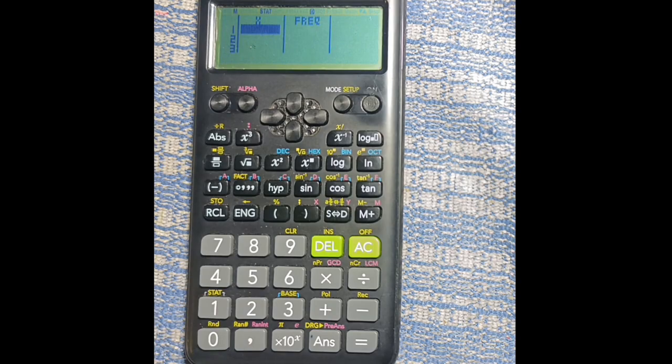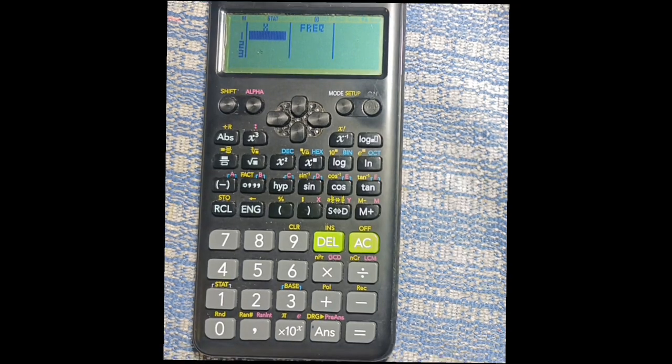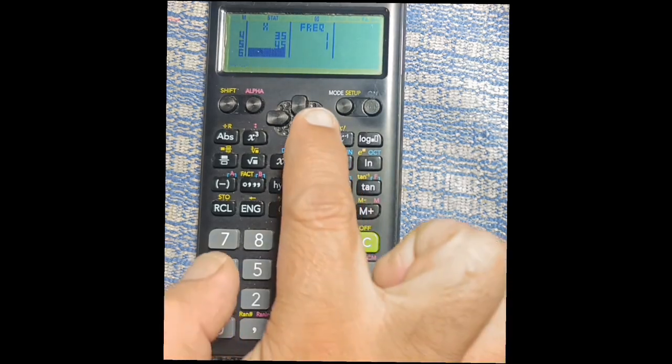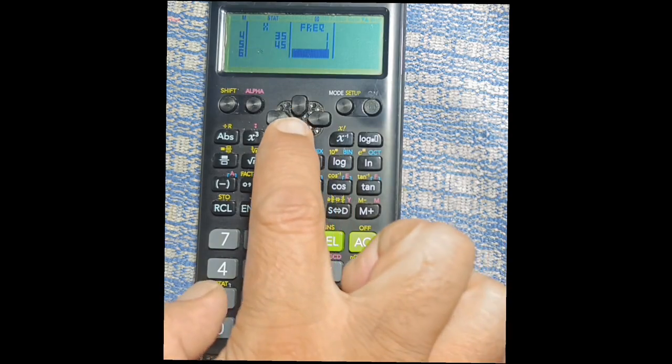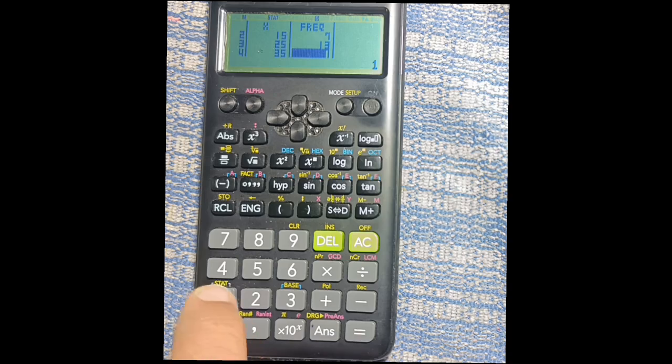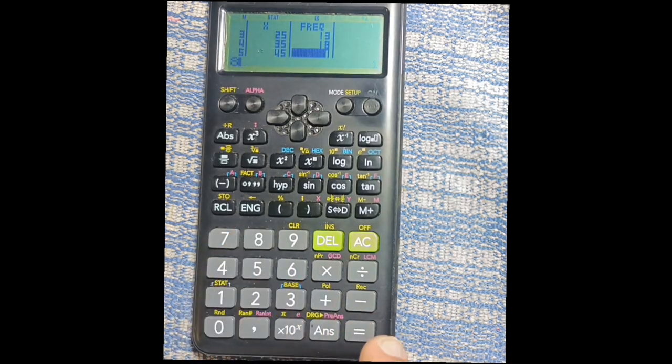For X you're going to enter the values of the midpoints: 5 equal, 15 equal, 25 equal, 35 equal, 45 equal. Now scroll right and down to enter the frequencies: 3 equal, 7 equal, 13 equal, 18 equal, 8 equal.